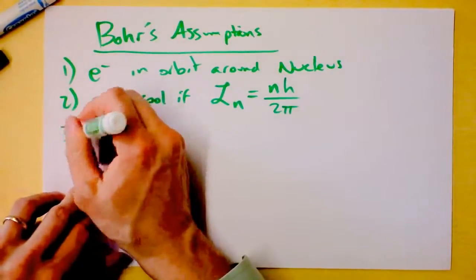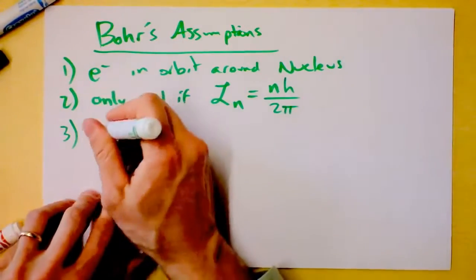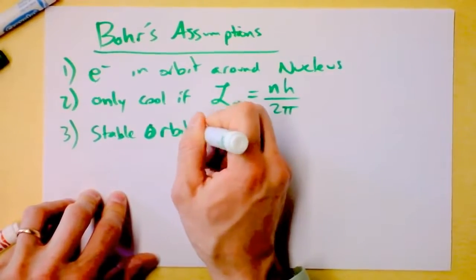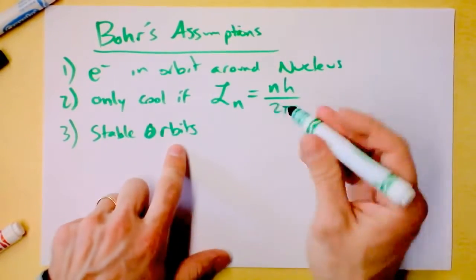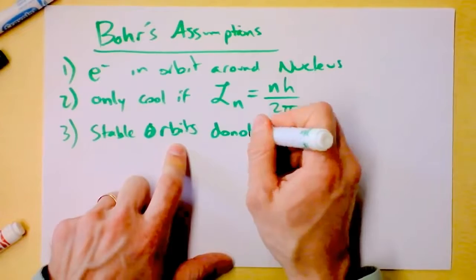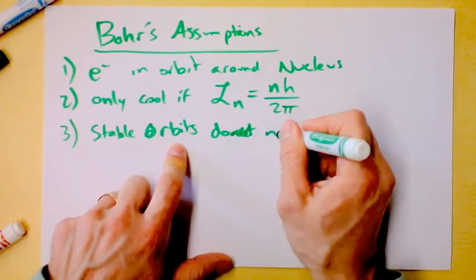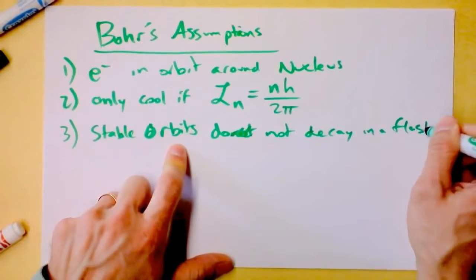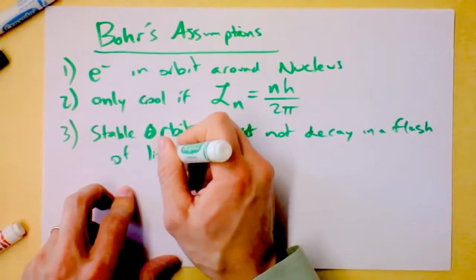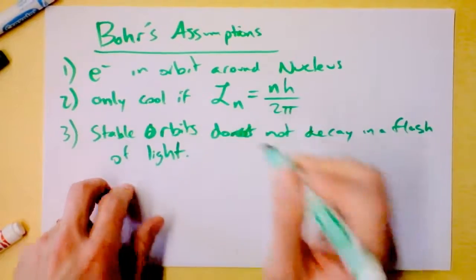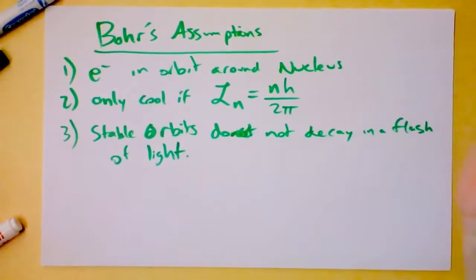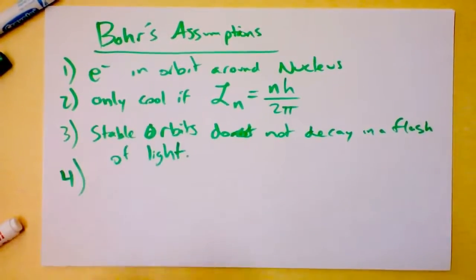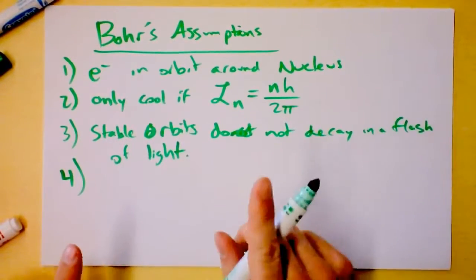And his third assumption, stable orbits. Stable orbits, these blessed awesome orbits here, do not decay. Do not decay in a flash of light. This is handy. All he has to do is say it, and his theory is self-consistent. Because since he can say it, he hasn't decayed into a flash of light, right? Beautiful.